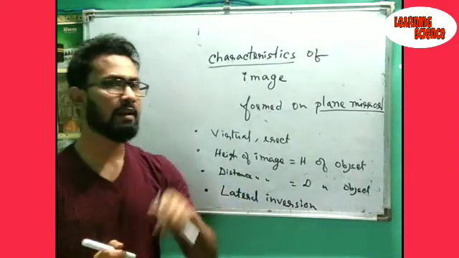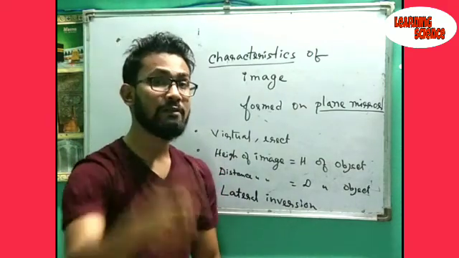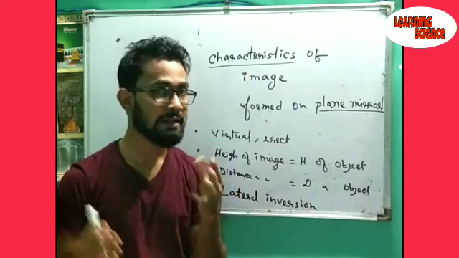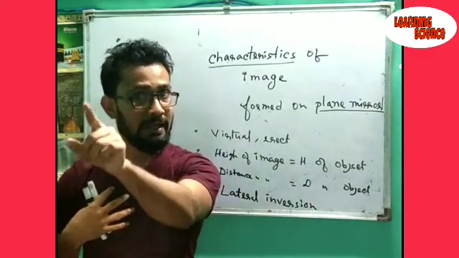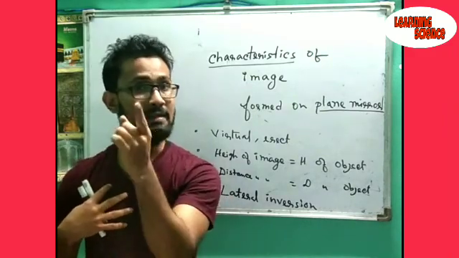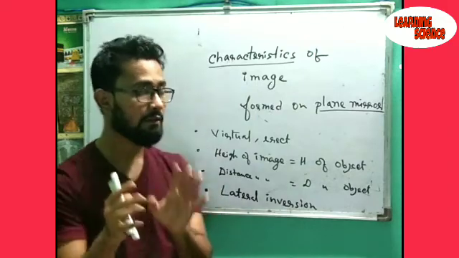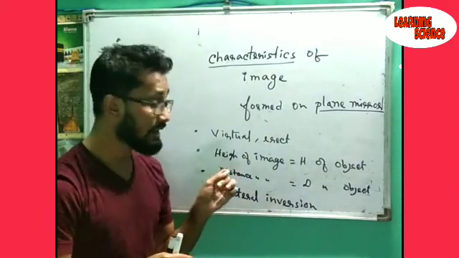For example, if you stand in front of a mirror and raise your right hand, in your image you will see the left hand. But if you raise your left hand, you will see your right hand. That means the object's right is the image's left and the object's left is the image's right. This is called lateral inversion. Clear?